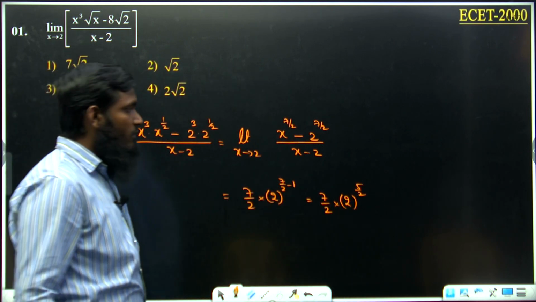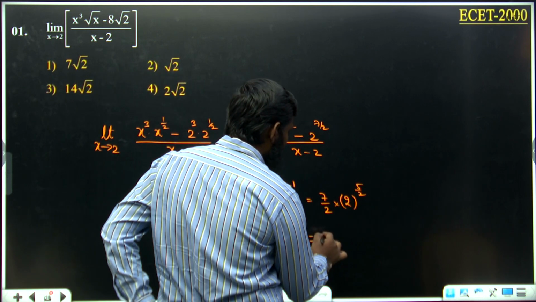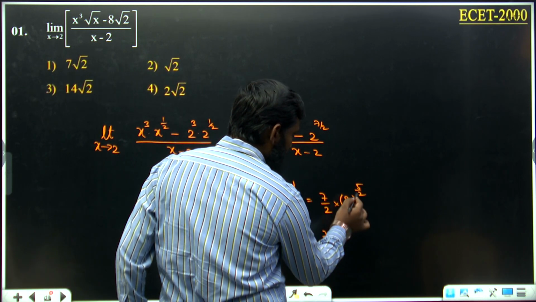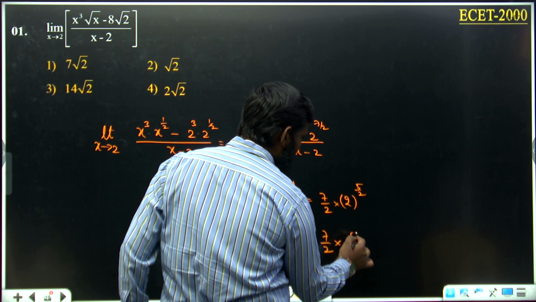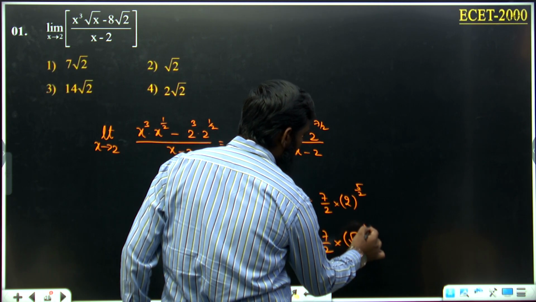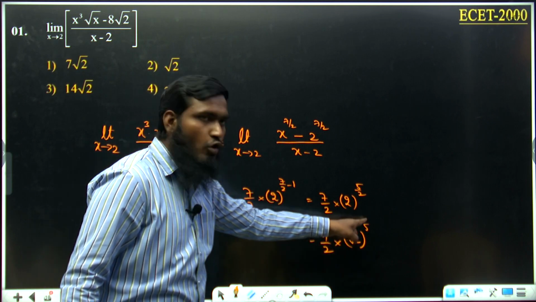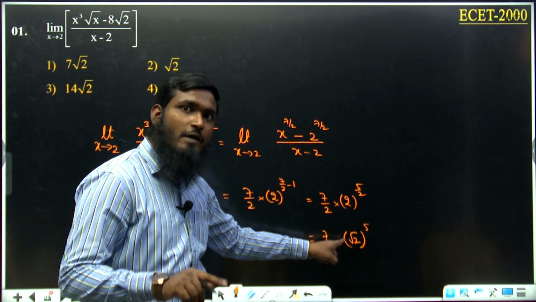Now, listen here carefully what we are doing now. It is equals to 7 by 2 we have written as it is, this power 1 by 2 we are having, I have written root 2 whole power 5. So, whenever we are having root 2 whole power 5, this root means what we are having, power 1 by 2.